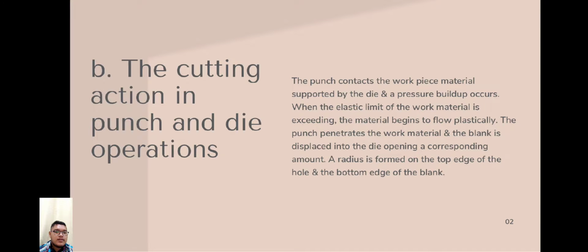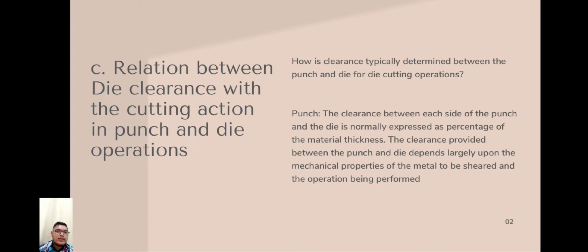And then number 3 is the relation between die clearance and the cutting action in punch and die operations. How is clearance typically determined between the punch and die for die cutting operations? The clearance between each side of the punch and the die is normally expressed as a percentage of the material thickness. The clearance provided between the punch and die depends largely upon the mechanical properties of the metal to be shaped and the operation being performed.